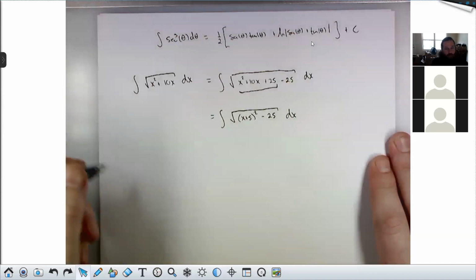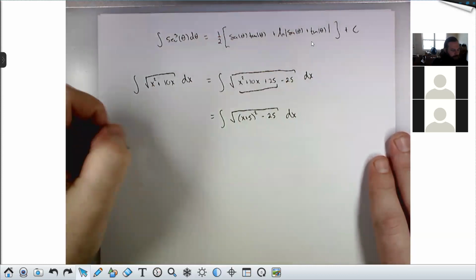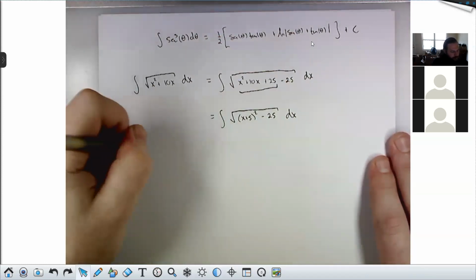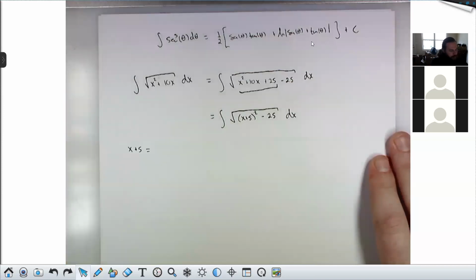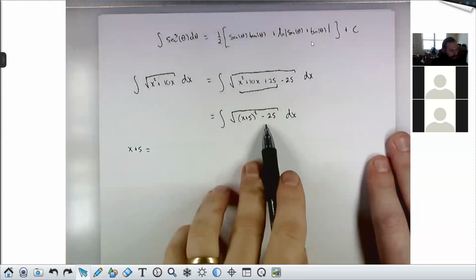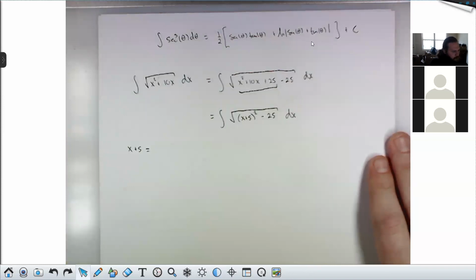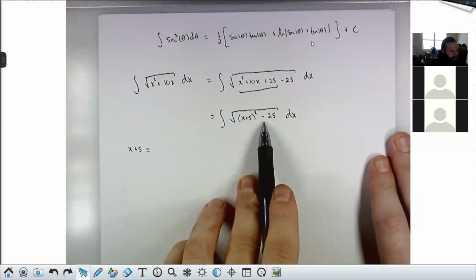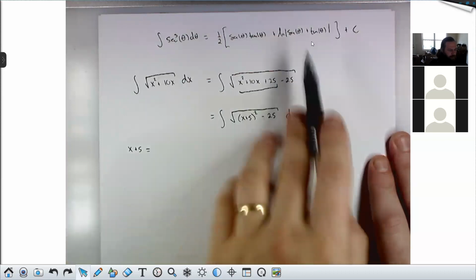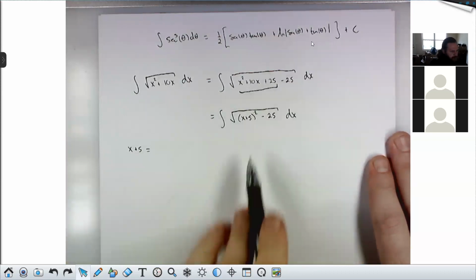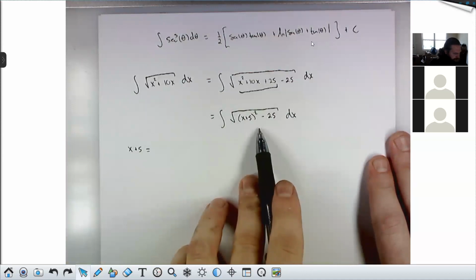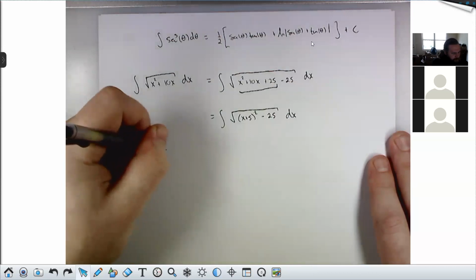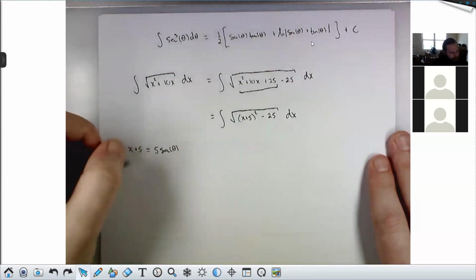Now from here, if you want to save yourself a little time, instead of doing a separate u sub, just let x plus 5 be equal to, what do we need here? Oh, this might not be so bad. I was thinking we were going to have a plus here, which means a tangent sub, which means secant cubed. But this might not come down to a secant cubed. I don't know, it's going to be something else. So the substitution here is x plus 5 equals 5 secant theta.